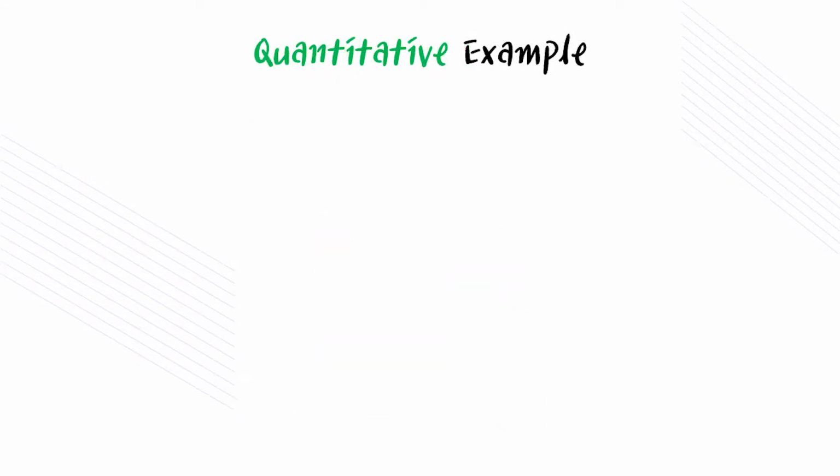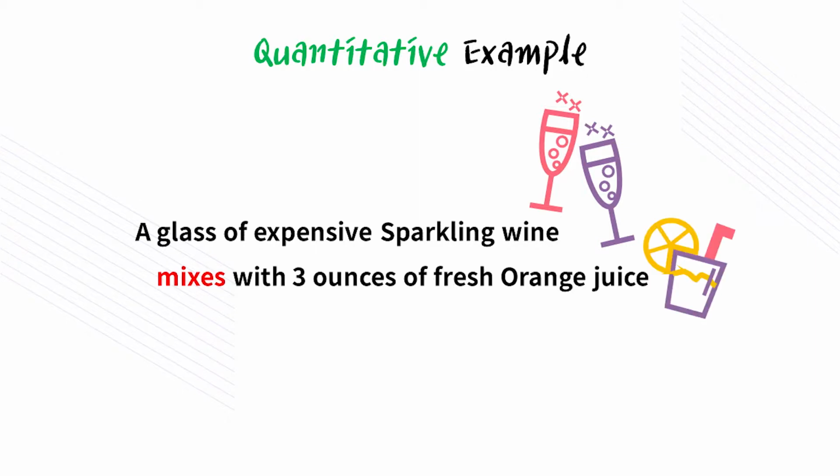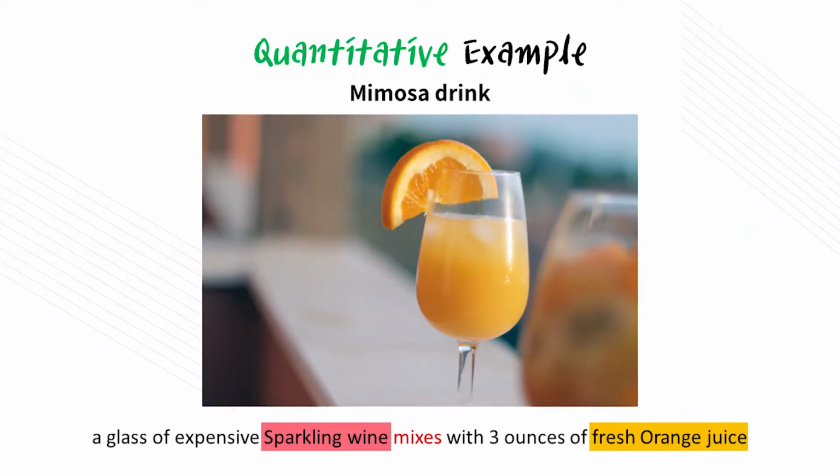For example, there is a statistical analysis of the correlation between a glass of expensive sparkling wine mixed with 3 ounces of fresh orange juice equals the best mimosa drink. Yeah, this is a quantitative approach.